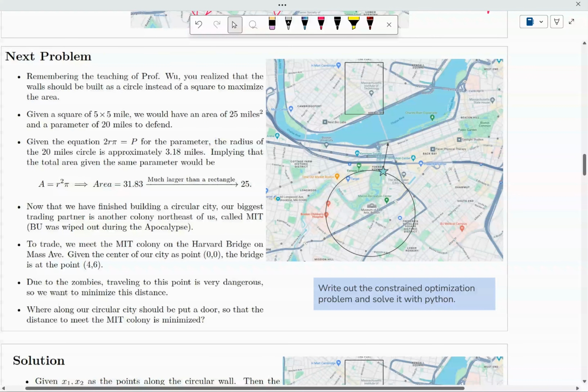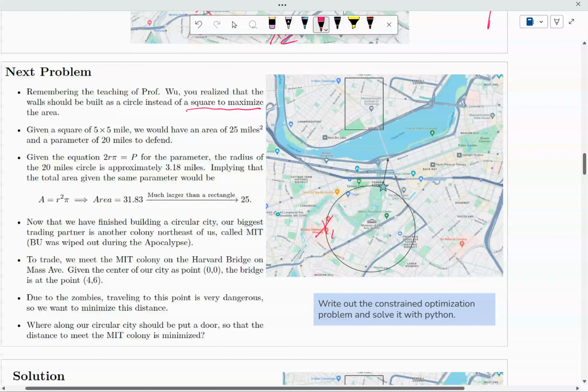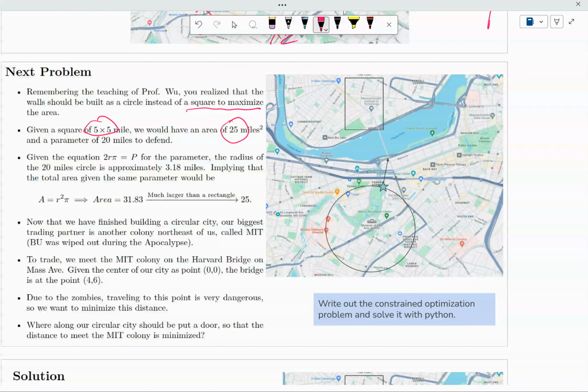Remember the teaching from Professor Wu, and realize that building a circle instead of a square will maximize the area. So ideally, you don't want a rectangle, you want a circle. Let's look at the math. In the last example, we realized that x1 and x2 would have been 5 miles by 5 miles. If you have 5 by 5, then the area was 25 square miles. That came from the rectangle with a perimeter of 20 miles.